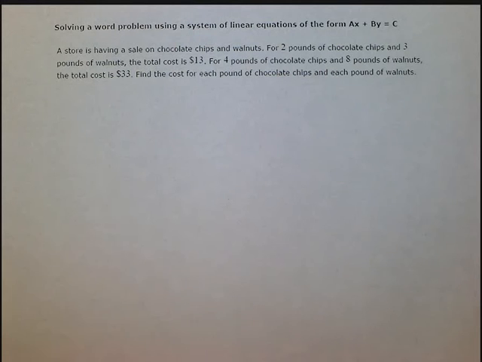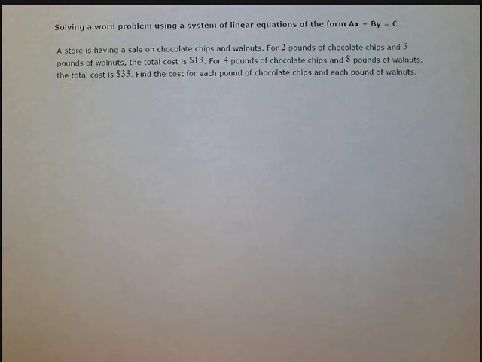Solving a word problem using a system of linear equations of the form ax plus by equals c. A store is having a sale on chocolate chips and walnuts. For 2 pounds of chocolate chips and 3 pounds of walnuts, the total cost is $13. For 4 pounds of chocolate chips and 8 pounds of walnuts, the total cost is $33. Find the cost for each pound of chocolate chips and each pound of walnuts.